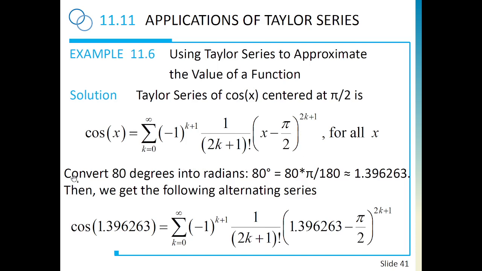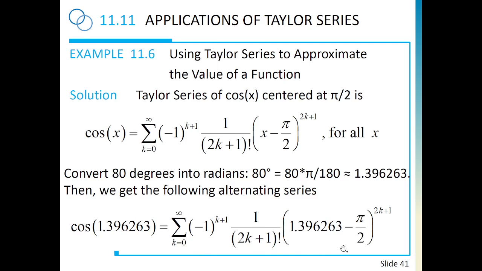Now in order to find the approximation, we will need to convert the 80 degrees into radians. So basically we need to use this formula here to get the radians. What we get here is 1.396 radians. This series is good for all x, so if I evaluate it at exactly 80 degrees, which is 1.396 radians, I get this expression.